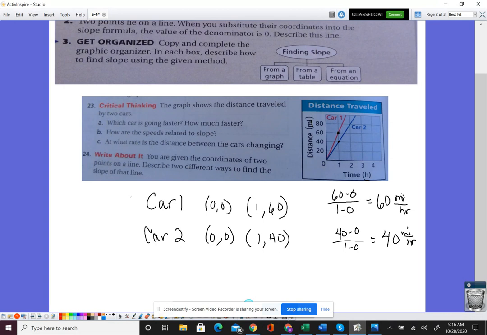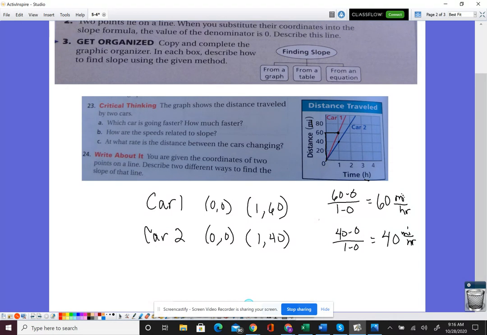How are the speeds related to the slope? Well, if I look at rise and run, 60 over 1, 40 over 1, the slope and the speeds are exactly the same.